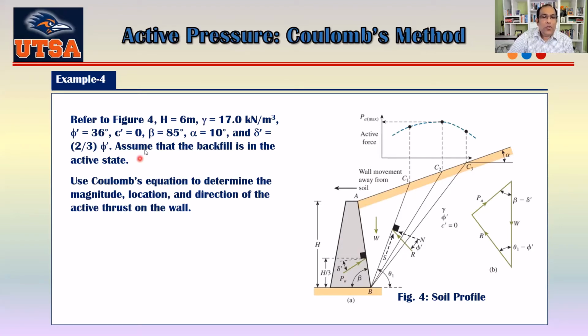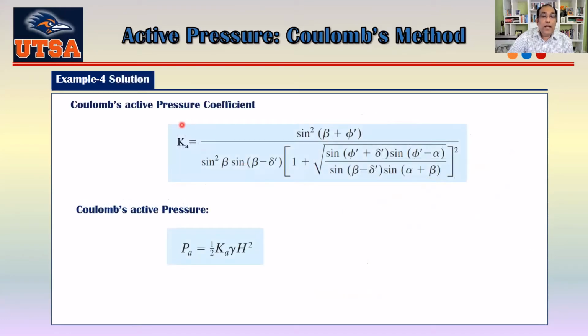Then this one is also saying to assume that the backfill is in active condition. So use Coulomb's equation to determine the magnitude, location, and direction of the active thrust on the wall. Now it's the same thing, only the difference is your Ka here. So you try to find out your Ka from this equation. And once again, you can see it's a big equation. So I also included that one in the Excel file that I posted there.